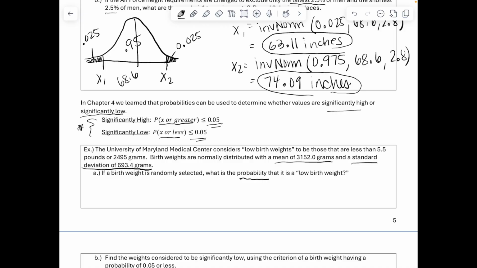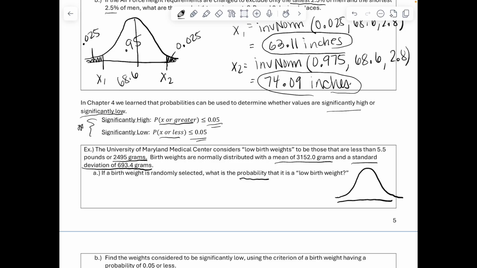First thing to note is that there's a couple different units being used in this problem. It does say 5.5 pounds, but it also words it in grams. And since our mean and our standard deviation are given in grams, that 2,495 is the number that I would be using for this, since it's also in grams.